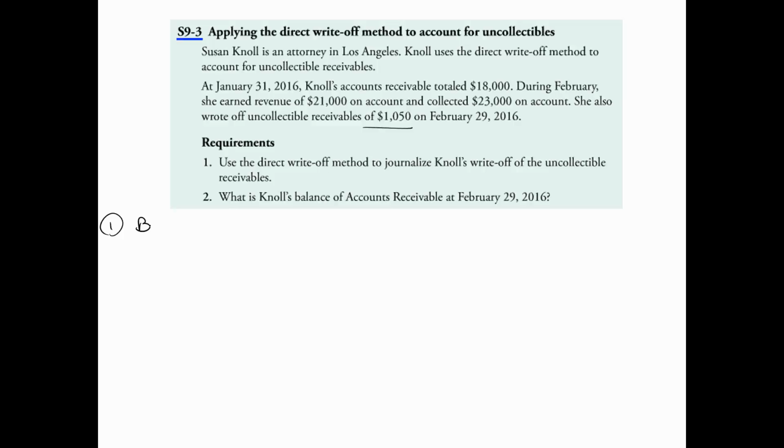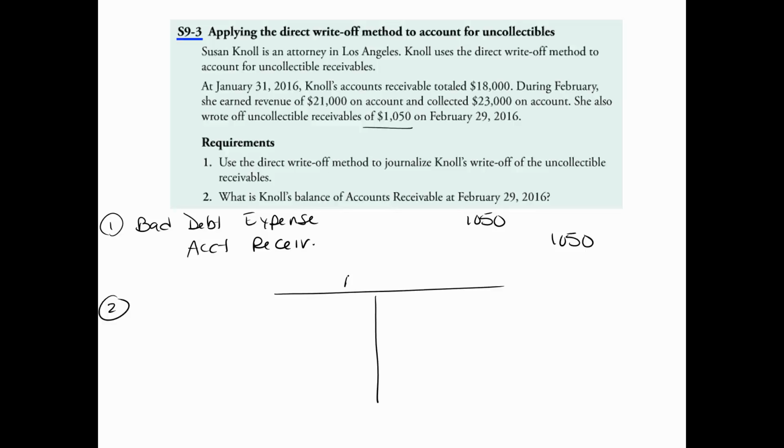So I just debit bad debt expense for $1,050 and credit accounts receivable $1,050. And that's all I do for that one. The second part says, what's the balance in accounts receivable? So of course we want to do a T account for that. We started off with a balance, and it's an asset, so it has a debit balance of $18,000.